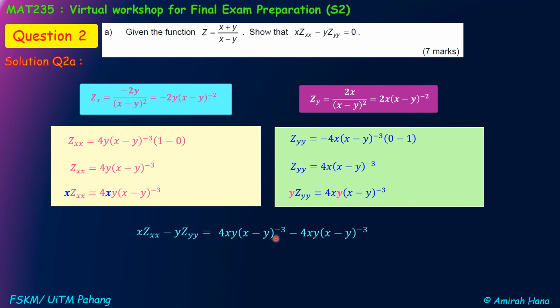From here, you can see that we are subtracting the same term. So we can simplify both terms. So we get xzxx minus yzyy equals to 0. Then we compare from here. It is the same, which means that we have shown that xzxx minus yzyy equals to 0. So we can write shown here. Right? Got it?